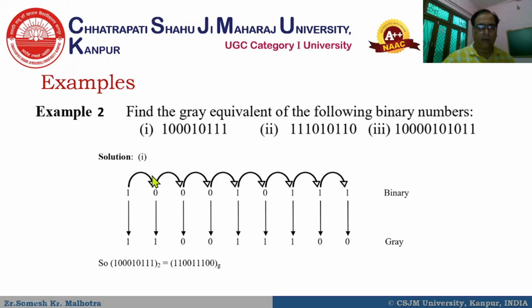Let us see the first example. I have taken the MSB as 1, same. 1 XOR 0 is 1. 0 XOR 0 is 0. 0 XOR 0 is 0. 0 XOR 1 is 1. 1 XOR 0 is 1. 0 XOR 1 is 1. 1 XOR 1 is 0. 1 XOR 1 is 0. Now, this is the gray code equivalent of the above binary number: 1 1 0 0 1 1 1 0 0.